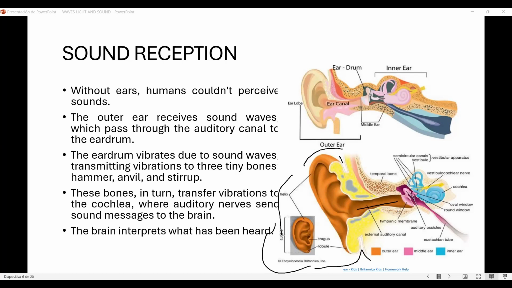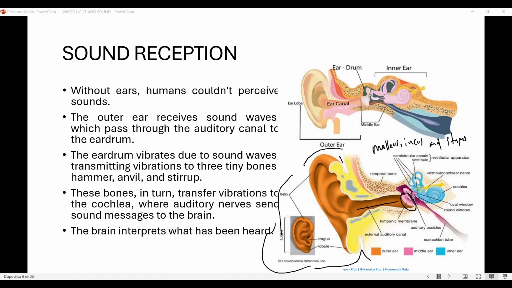So in the middle ear, sound will cause the tympanic membrane, that is the eardrum, to vibrate, okay? So these vibrations are transmitted to three tiny bones that are called ossicles, right? And the ossicles are known as malleus, incus, and stapes. So these ossicles will amplify the sound vibrations and afterwards transmit them to the inner ear.